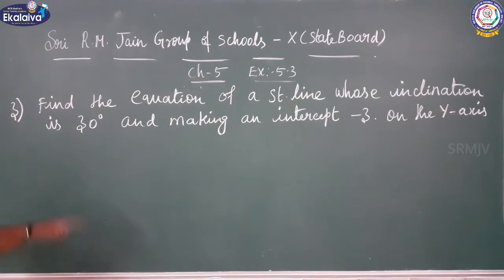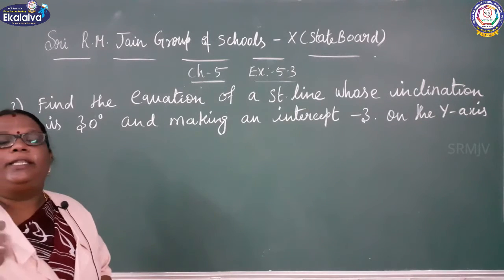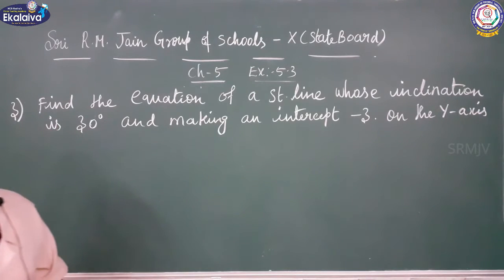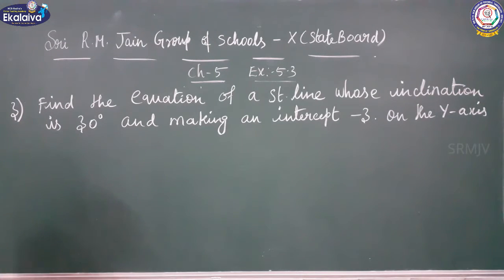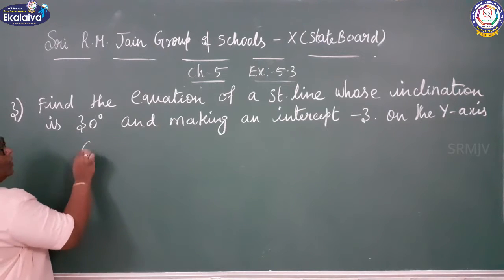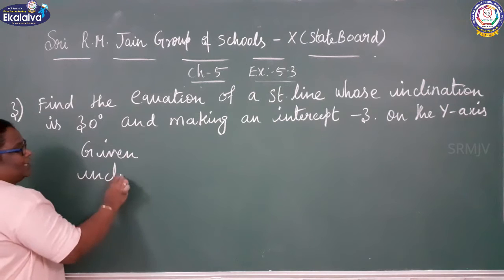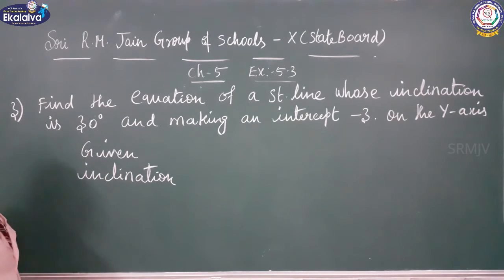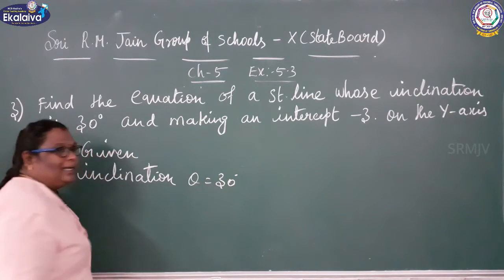Third sum, find the equation of a straight line whose inclination is 30 degrees, nothing but theta value equal to 30 degree, and making an intercept, intercept is nothing but c, y intercept is c, minus 3 on the y axis. What is given here? Inclination. Inclination is nothing but theta. Inclination theta equal to 30 degree.